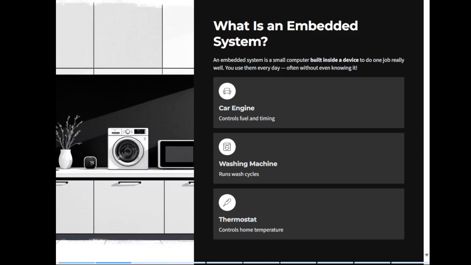Like a washing machine, you use it to wash the clothes. A digital watch, you use it to see the digital time. Unlike your laptops, which can do many tasks, an embedded system is focused on only one job. So embedded is nothing but a combination of hardware and software working together; that is an embedded system.